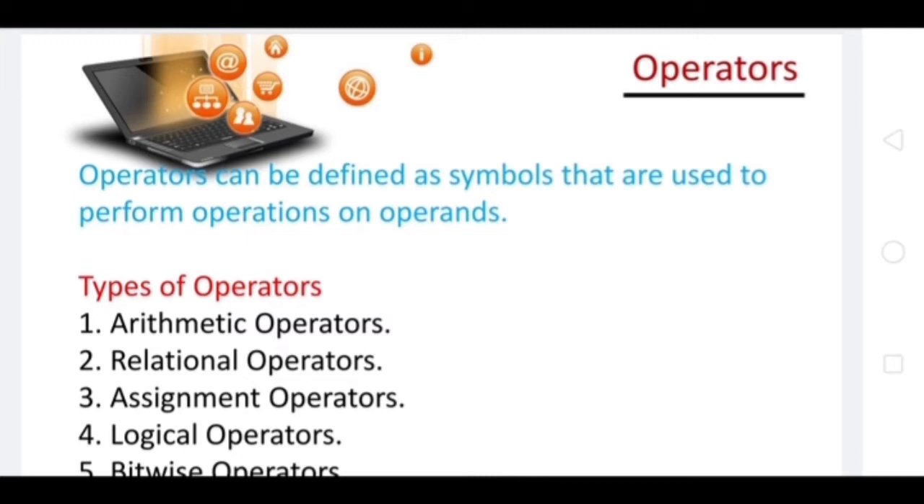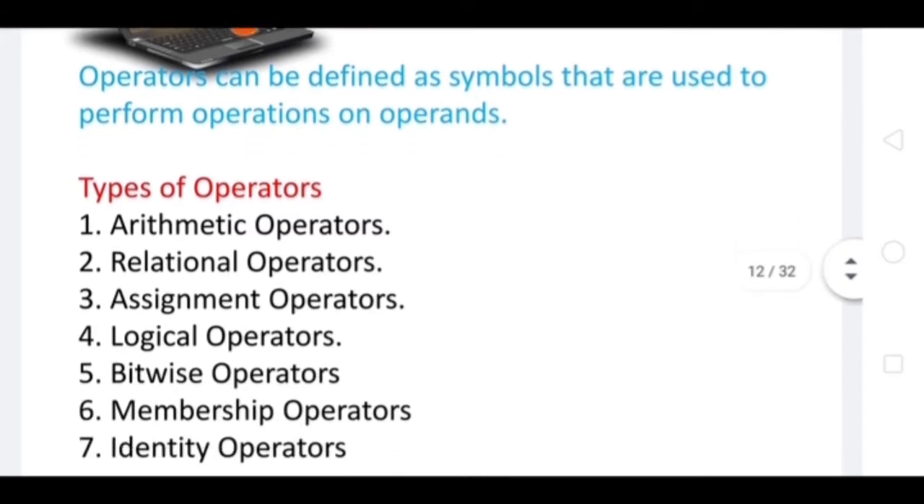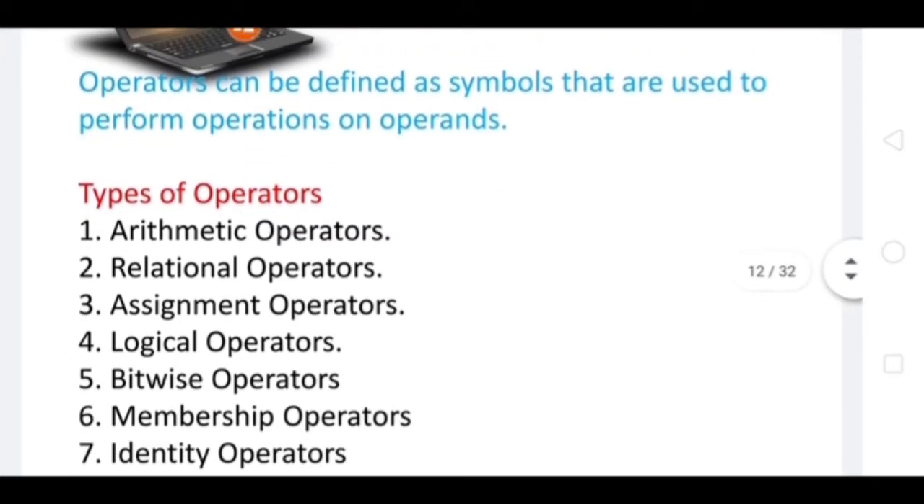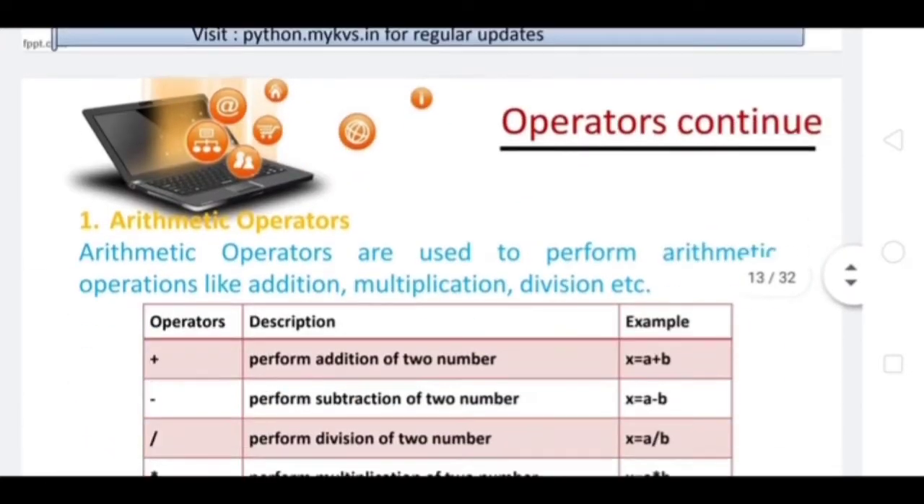Now comes the very important part without which any program is incomplete. That one is operators. So how many types of operators do we have? We have basically 7 or 8 types of operators. For example, arithmetic operators, relational, assignment, logical, bitwise, membership, and identity operators.